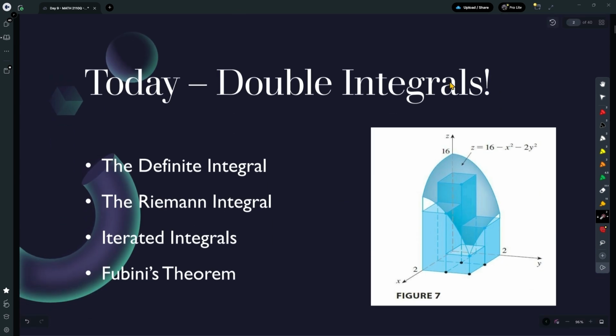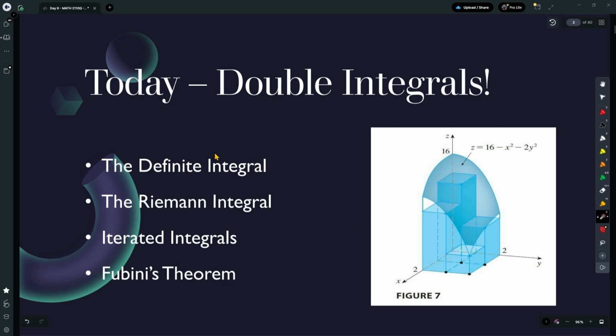So first of all, what are these double integrals? The goal is, given a graph of a function and a region, for example, here just a rectangle, a 2 by 2 square, I want to find the volume under the graph and above that square.